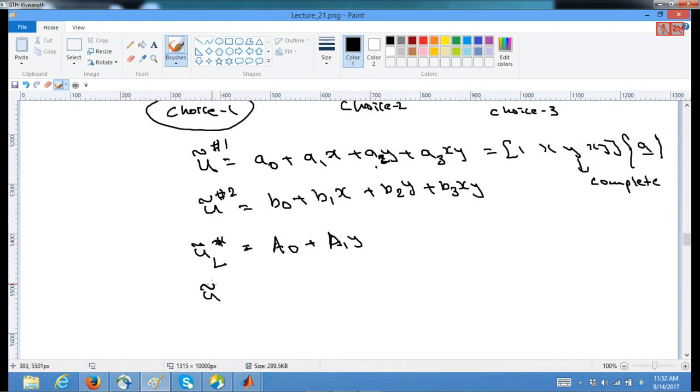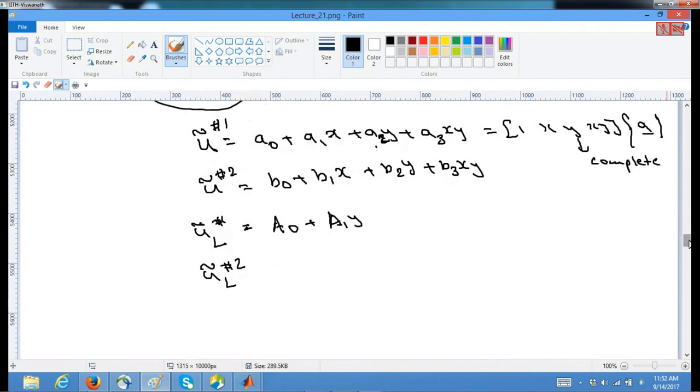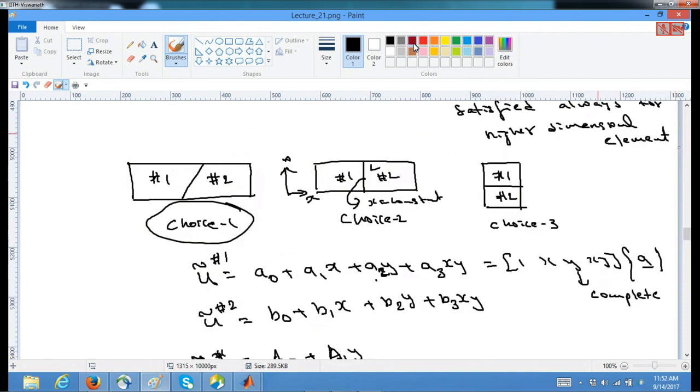Similarly, I substitute u tilde along the line from the second element. There is some interpolation function here, and from this I'm estimating the value along this line. So this would be b naught plus b1y. Now how many values do I know along this line? I know exactly the value at this node, and I know the value at this node, and I need to fit a curve between these two.